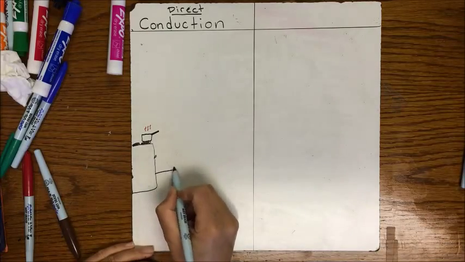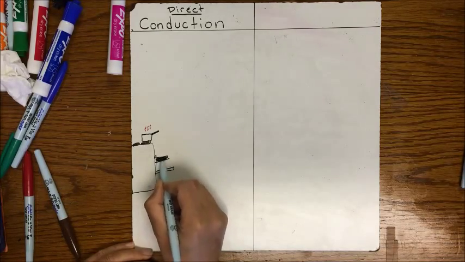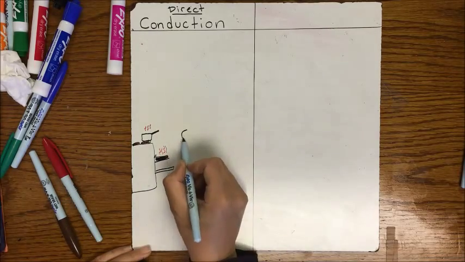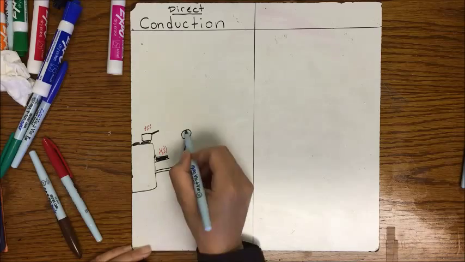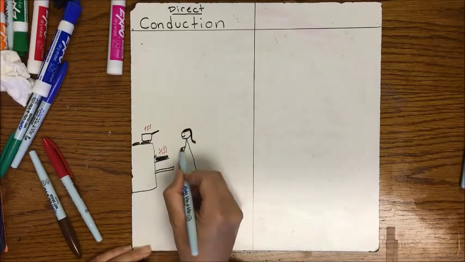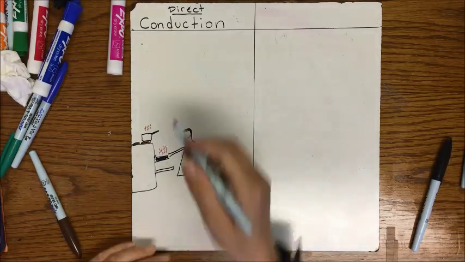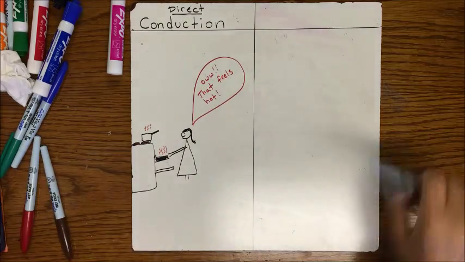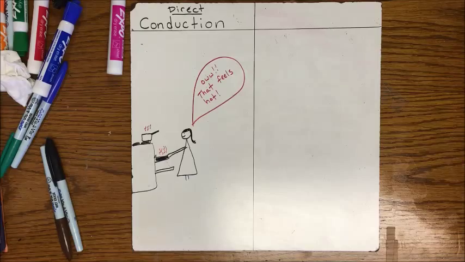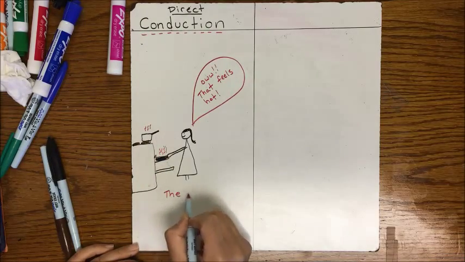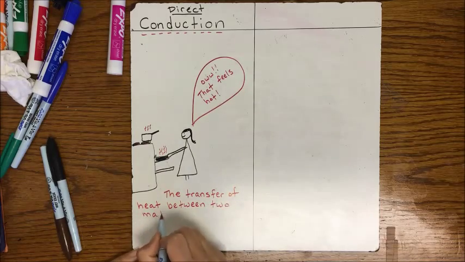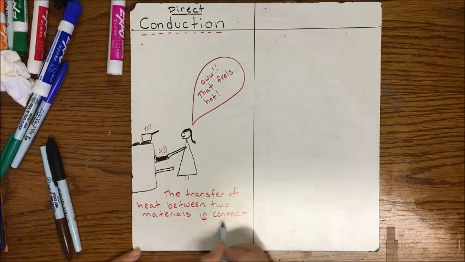Let's talk a little bit about conduction, or direct transfer of heat. So if you were to actually touch the pan on the burner or the pot in the oven, you would actually directly feel that heat energy transferred to your hand, and it would hurt. So this form of transfer of heat is called conduction. It is the transfer of heat energy between two materials in contact.